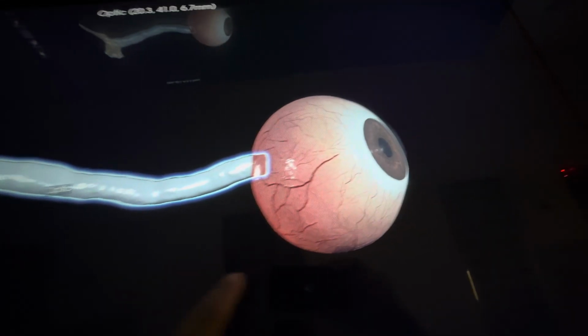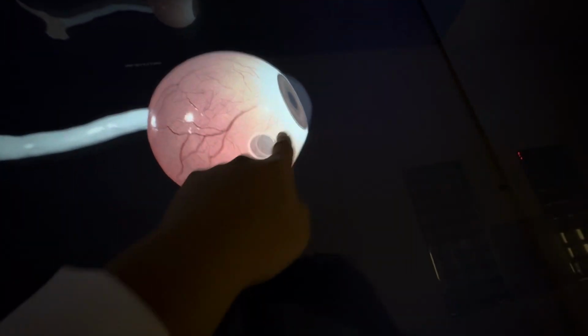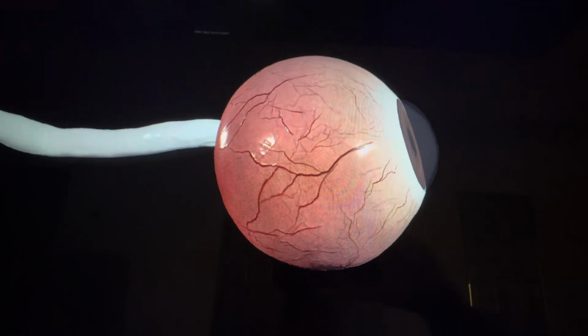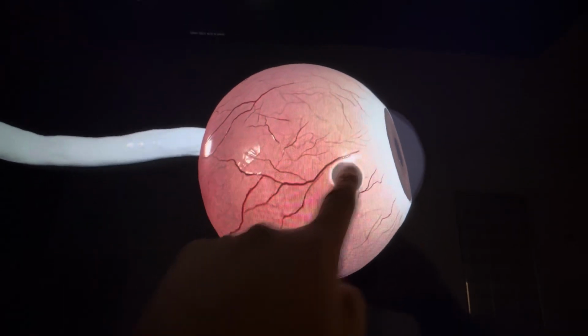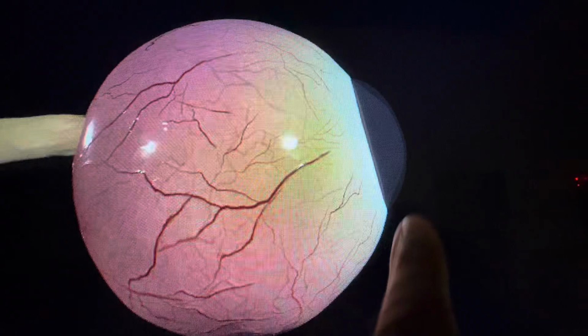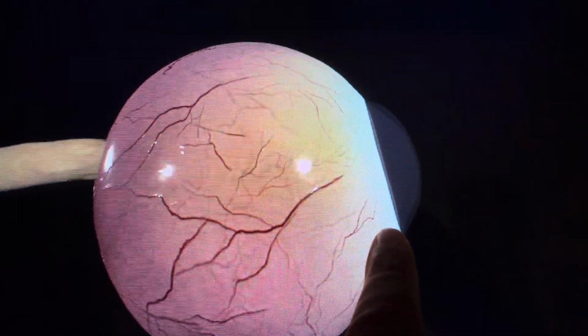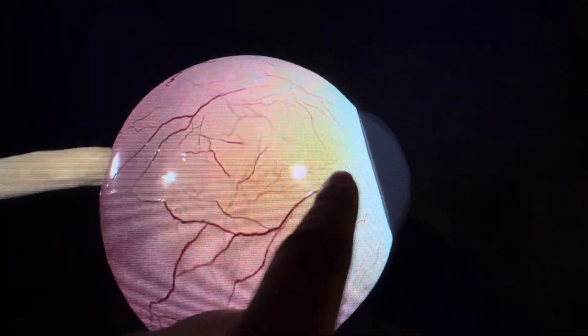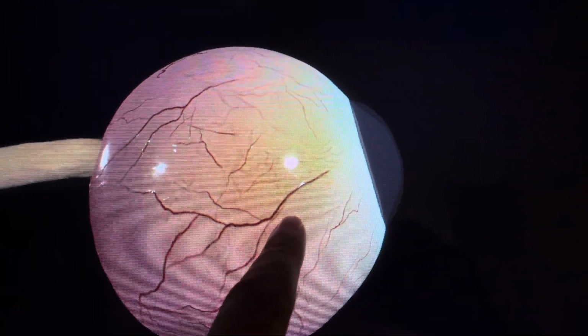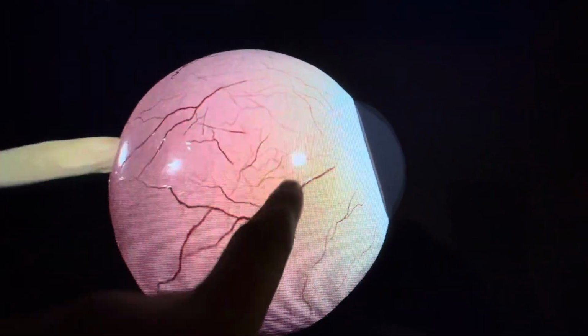And, of course, let's look at the external structures first. The white part of the eye, not necessarily these arteries and veins, but this white part, the tough outer layer, is of course called the sclera. The front part of the eye is the anterior chamber right here, and that has aqueous humor. And that little bubble that you see there is your cornea, which is continuous with the sclera.